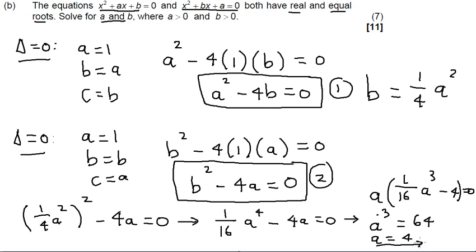And so to get the value for b, we simply substitute a equal to 4 back in equation 1 or 2, or even here we can put b is equal to a quarter multiplied by a squared, which is 4 squared. So 4 squared is 16. A quarter of 16 is also 4. So the values for a and b are both 4 and 4.